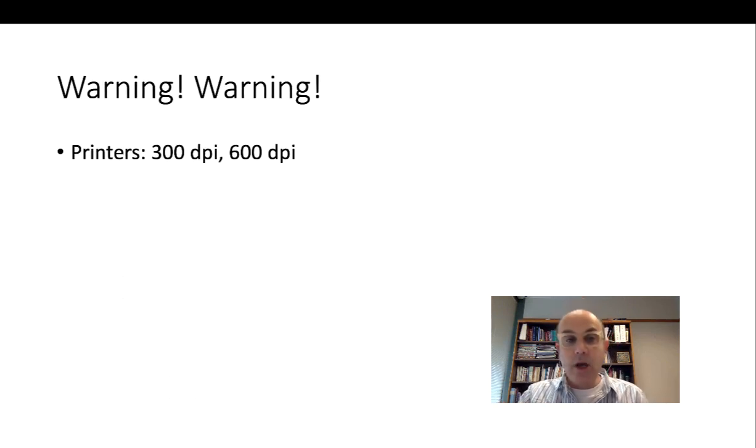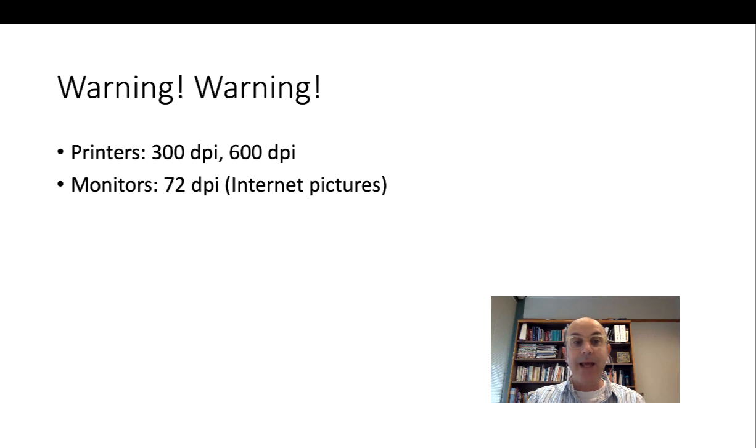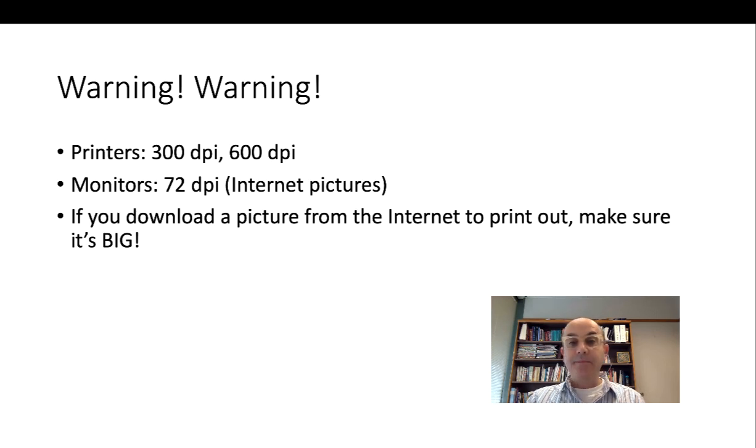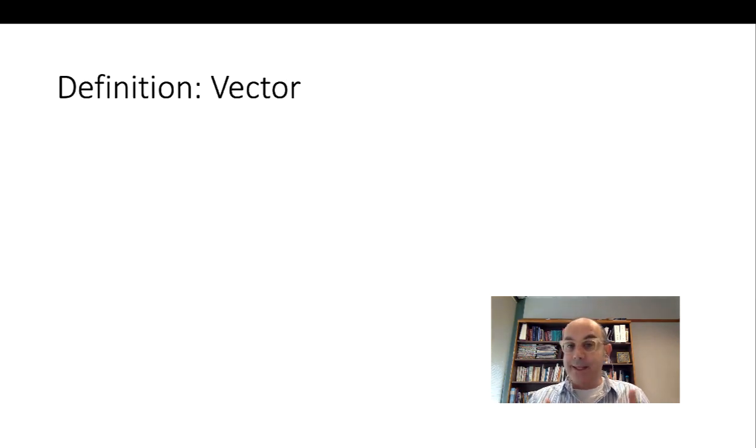If you look at the warning that I gave, when we have a printer with 300 dpi, which is the quality of the image, or 600 dpi, monitors have a resolution of 72, and to download a picture from the internet, make sure it's big. So this is the warning about bitmap.